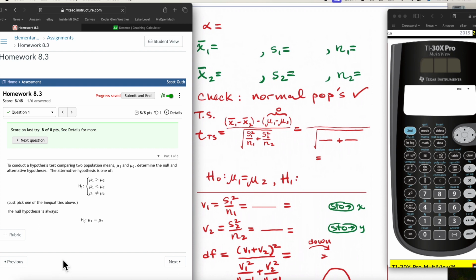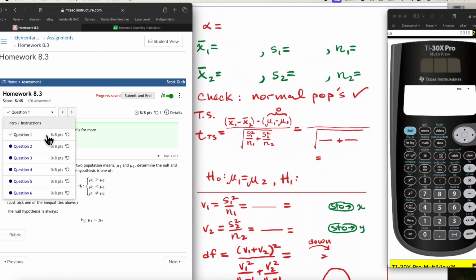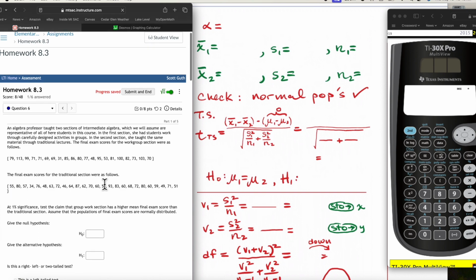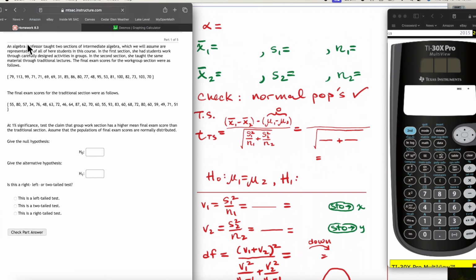Hi everybody. Okay, so we're going to get to question 6 in the 8.3 homework. And here we go. It says an algebra professor taught 2 sections of intermediate algebra, which we will assume are representative of all of her students in the course. In the first section, she had students work through carefully designed activities in groups. In the second section, she taught the same material through traditional lectures. The final exam scores for the work group section were as follows, and then the final exam scores for the traditional section were as follows.